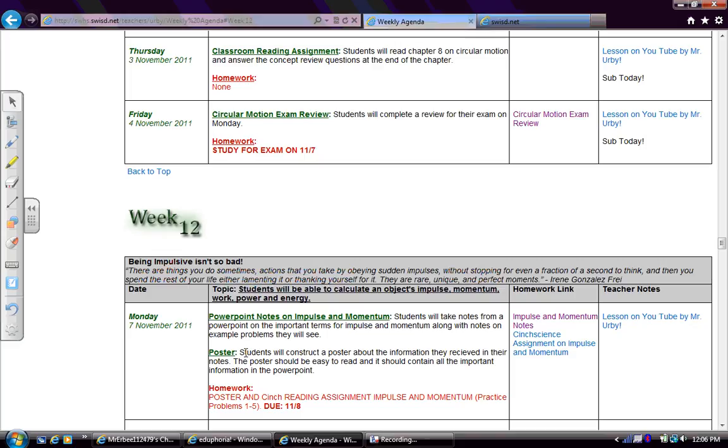You do have some homework tonight. You have a cinch reading assignment on impulse and momentum. Just like all the other cinch assignments, you'll click on this link. It'll take you to the reading assignment. After you log in, you'll answer problems 1 through 5 and submit it to me. If you're not able to do this through the computer at home because you lack internet access or any other reason, then it's going to be important before you leave today that you use one of the computers that we have in the back of the room and print that out on your way out today. That way you can still do the assignment even though you don't have the internet at home.